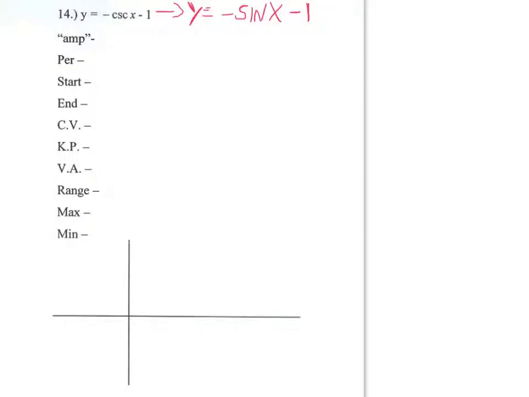Alright, in this video we're just going to take a look at a vertical shift. We're just going to do number 14. It's cosecant. So you can see already I changed the equation to a sine curve. I'll graph the sine curve, and then I'll graph the parabolas, which will give you cosecant.